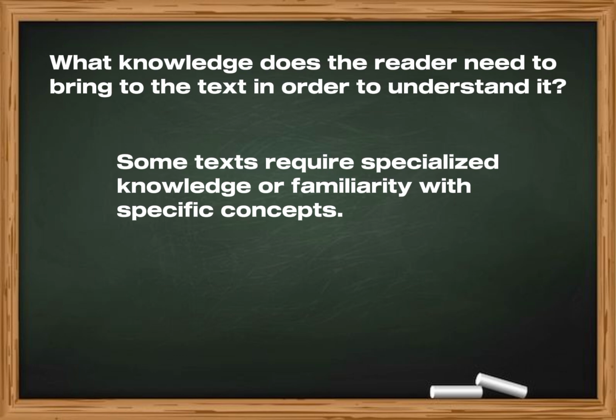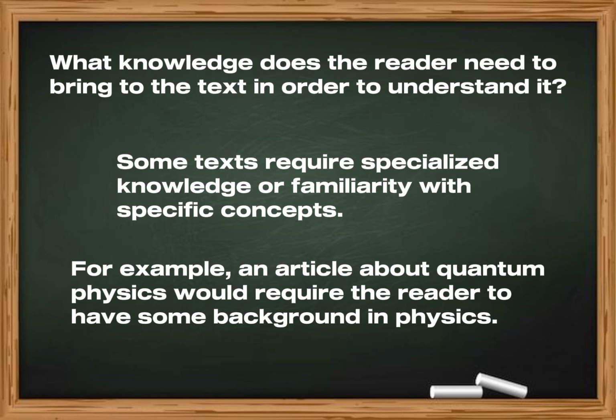Some texts require specialized knowledge or familiarity with specific concepts. If the reader lacks this knowledge, they may struggle to make sense of the text. Consider whether the text assumes knowledge of historical events, scientific principles, or cultural references. For example, an article about quantum physics would require the reader to have some knowledge of physics.